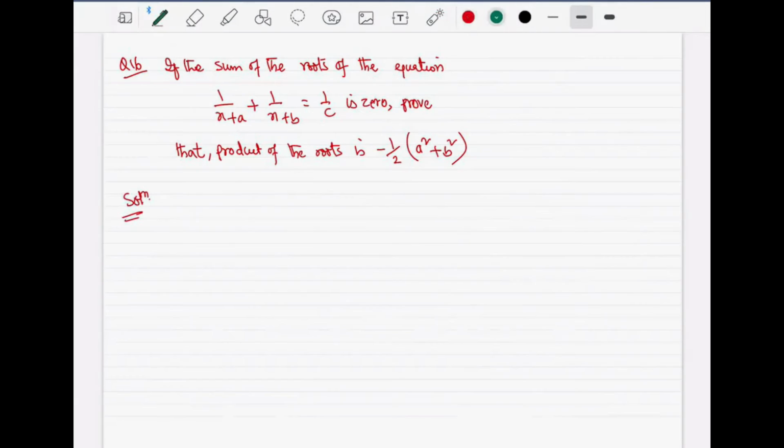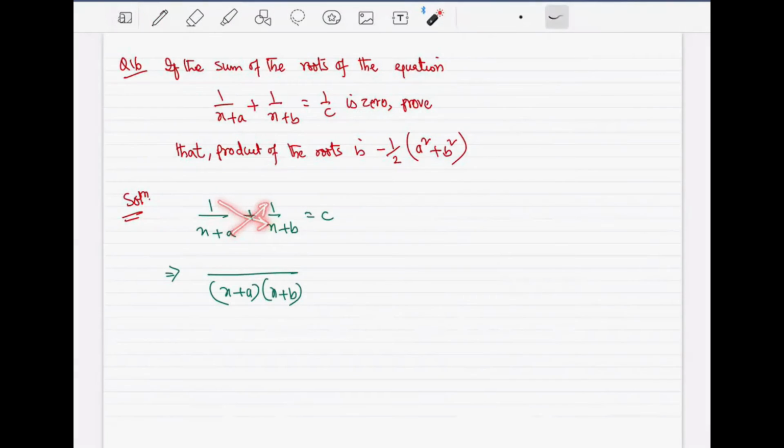So solution, what's the equation given? 1 by x plus a plus 1 by x plus b is equal to c. Add these two terms, multiply the denominator and then cross multiply. So multiply the denominator, we are putting x plus a whole bracket, x plus b whole bracket. Cross multiply, x plus a multiply with 1, we are going to get x plus a, plus sign in between, x plus b multiply with 1, that will be x plus b is equal to c.